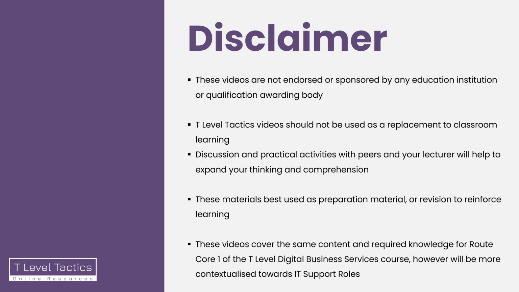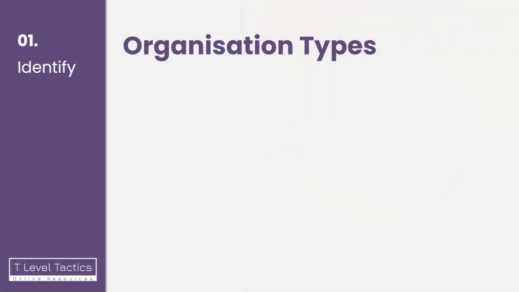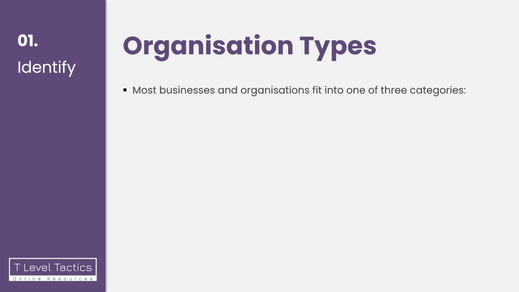Okay, let's get started with that first aim. Different organisation types. Well, most businesses and organisations are going to fit into one of these three categories: public, private, and voluntary. Now, I'm sure you can think of a few yourself, but let's take a look at some examples.